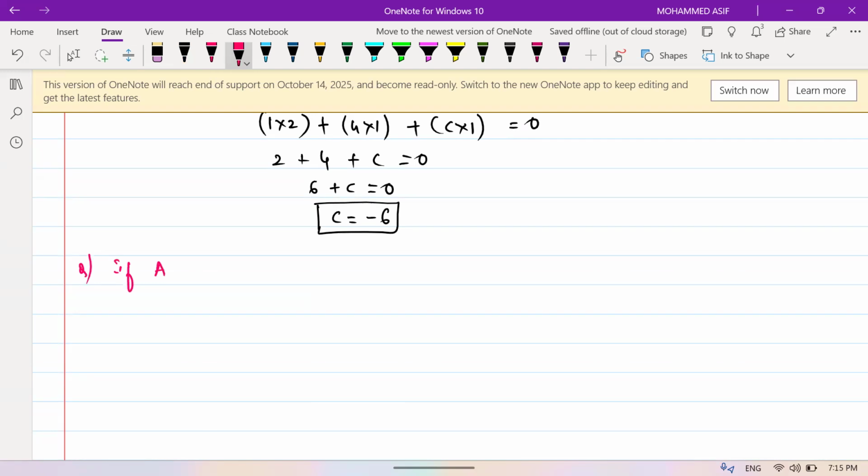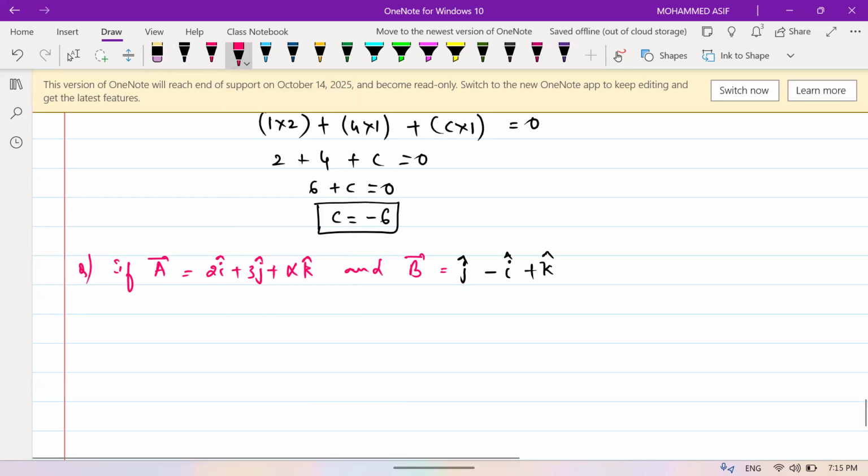For example, if A bar is equal to 2I cap plus 3J cap plus alpha K cap, and B bar is equal to your I cap plus this one. I'll write it a little bit differently so you get confused. This one is J cap minus I cap plus K cap. Be a little bit careful. Okay. And A and B are perpendicular to each other, A perpendicular to B. Then find the value of alpha.